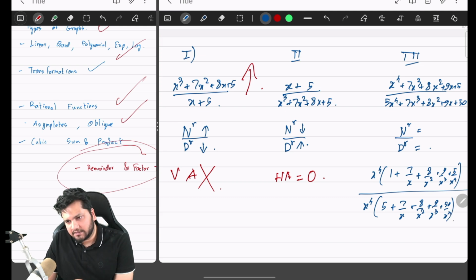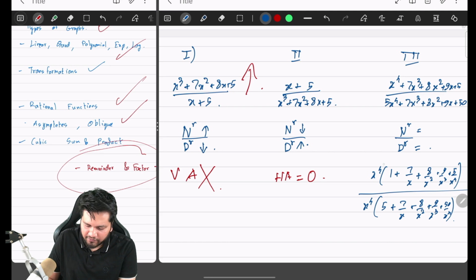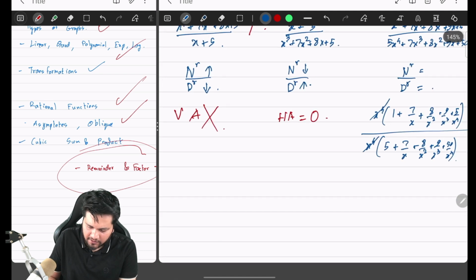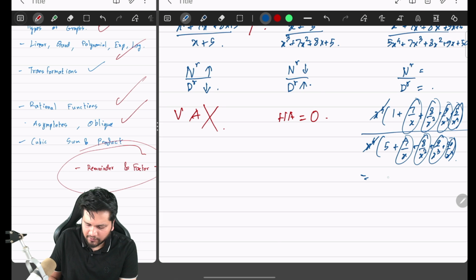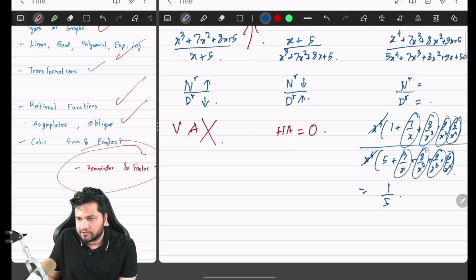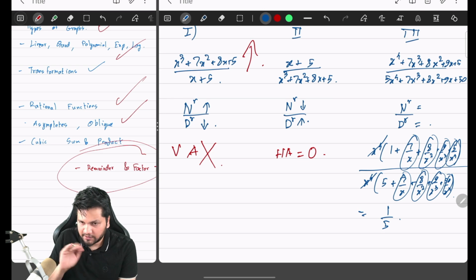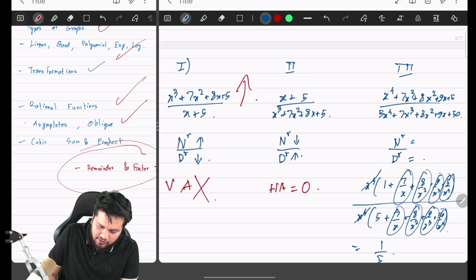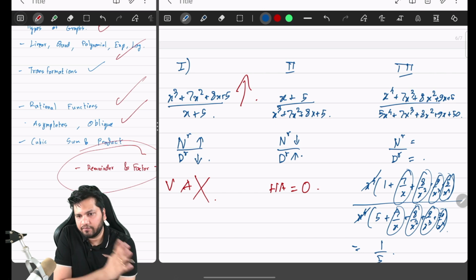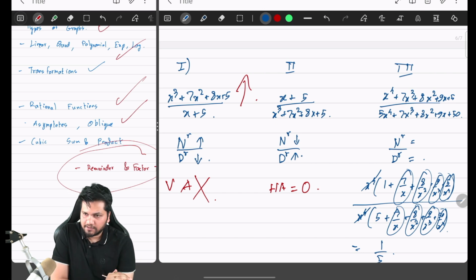Now, if I consider this infinity as a constant, it's infinity to the power of 4, which I can cancel from here and here. So what am I going to get? These other values will be 0, because something divided by infinity is always 0. So this 0, this 0, this 0, this 0. What I am left with is just 1 by 5. So the horizontal asymptote would be 1 by 5. So when the degree of numerator and denominator is the same, it's just the coefficient of the highest degree of numerator upon the coefficient of the highest degree of denominator.